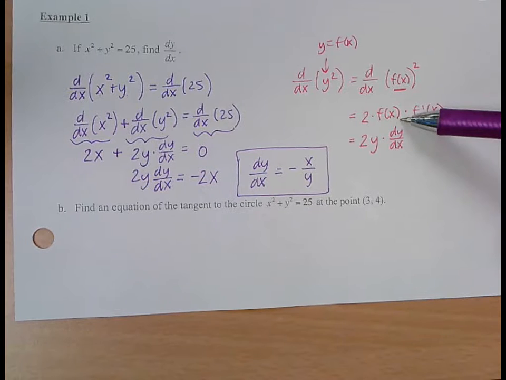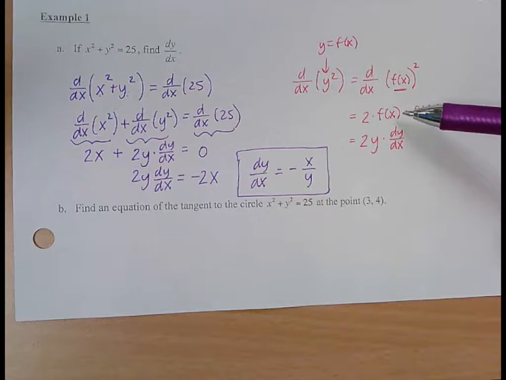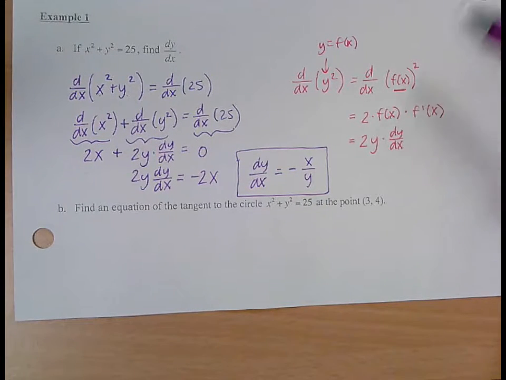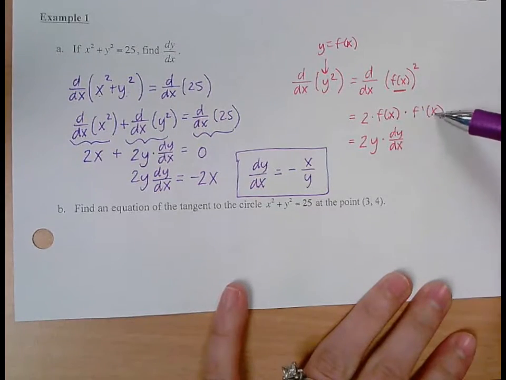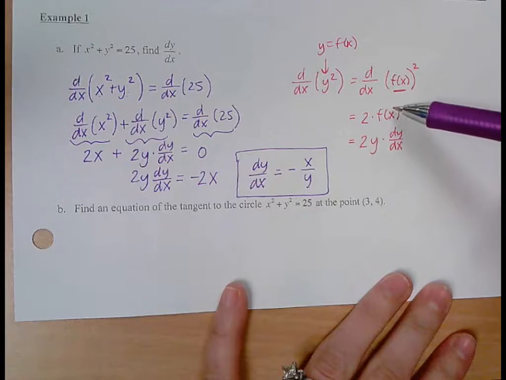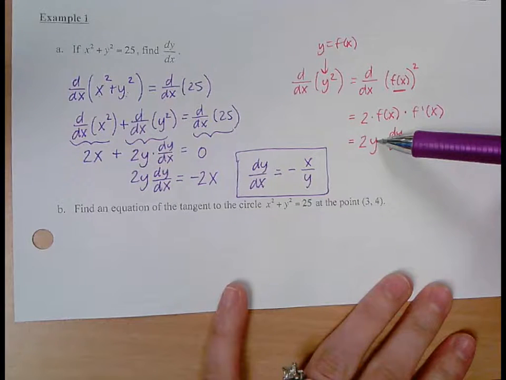From like here to here. Here to here. So I'm just saying because y is f of x. So I wrote it with f of x first because that was the inside, and then I changed f of x back to y.